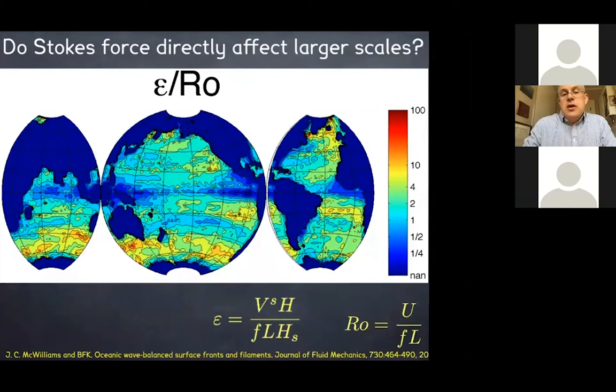So this is sort of how wavy non-hydrostatic our fronts are likely to be versus how ageostrophic they are likely to be. And you can see in some regions of the world, this is estimated from wave models and observational data, this number could be quite big, so that the wavy non-hydrostatic effect might actually be larger than the ageostrophic finite Rossby effect that we normally think about when we think about frontal dynamics.